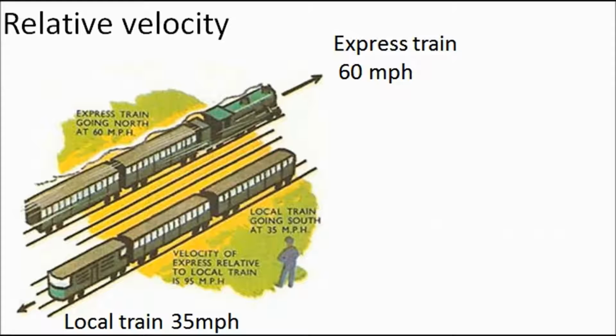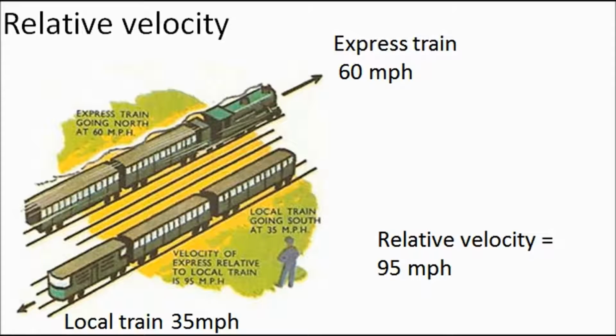What about if they're going in opposite directions? This time this train's going this way and this train's going in the other direction. That's a different story. So again, this chap here, he sees this one doing 60 miles an hour in this direction, this one doing 35 miles an hour in this direction. But if you were on this train looking out the window and you saw this train fly by in the opposite direction at 60 miles per hour, what speed would you see it going at?